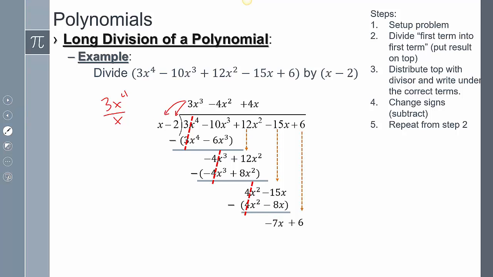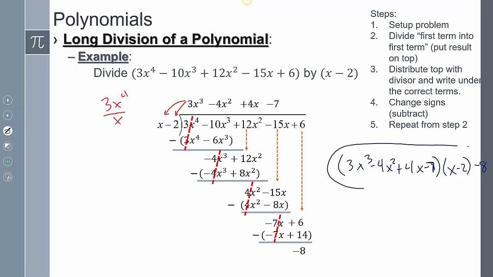X goes into minus 7x, negative 7 times. Multiply it back through. And when I subtract, I get negative 8 as my remainder. So then writing my answer, I'm going to get 3x cubed minus 4x squared plus 4x minus 7. And then I have that x minus 2, and then now plus my remainder, so minus 8. And so that's going to be my answer.